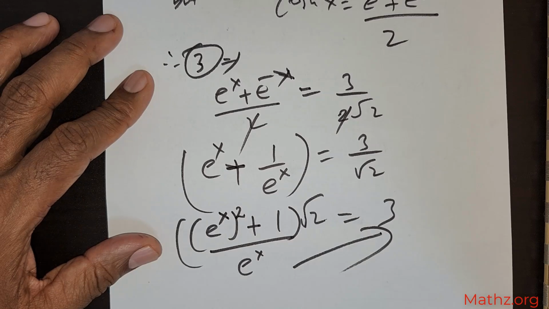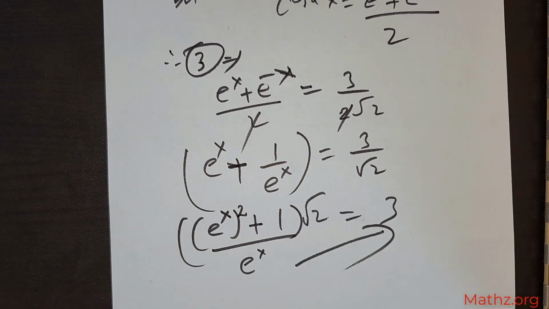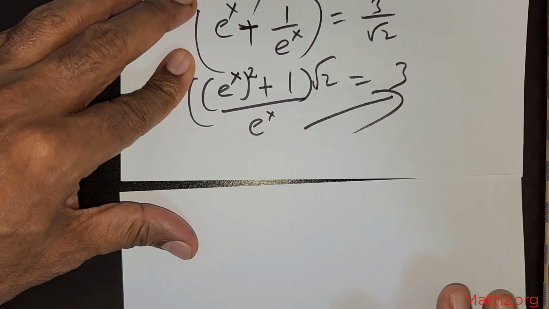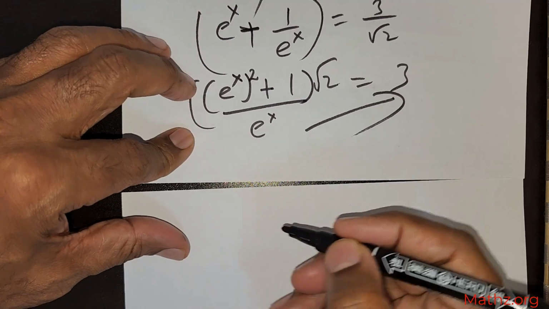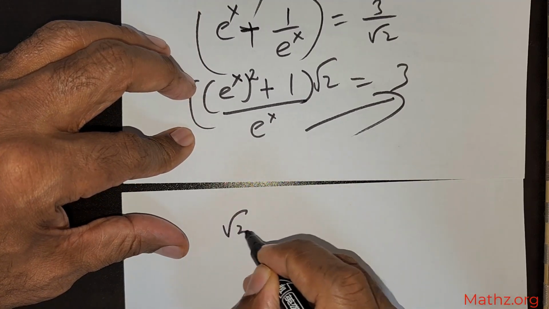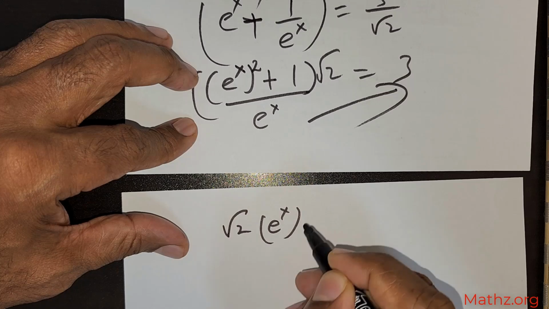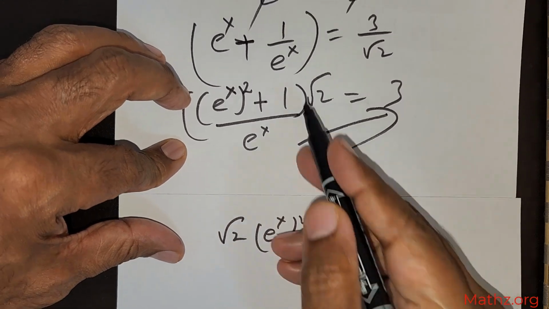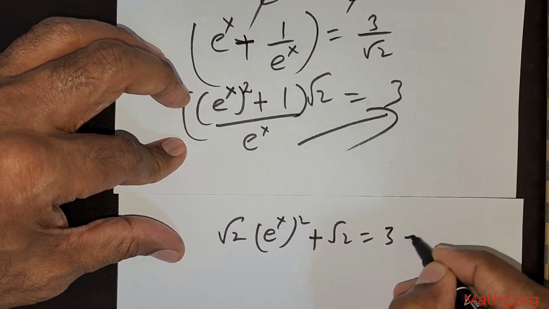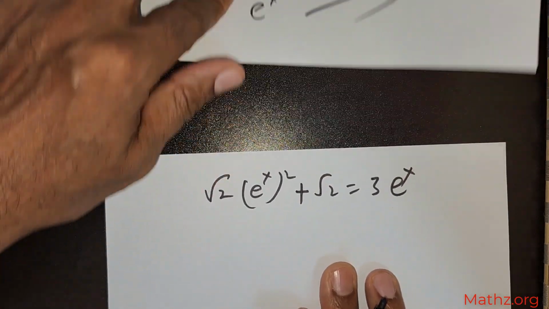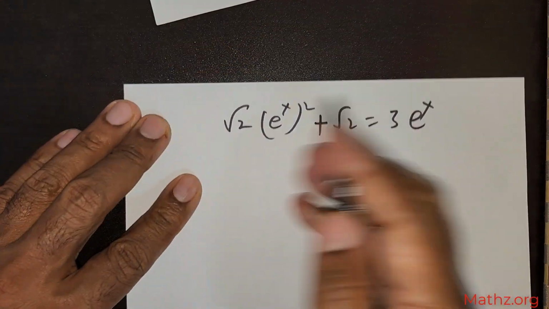Let me go to the next side. So now I am going to rewrite this as root of 2 times e raised to the power of x the whole square, positive root of 2 is equal to 3 times e raised to the power of x. So move everything to the other side.